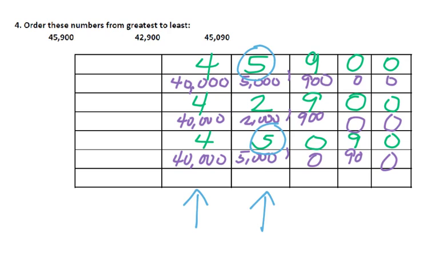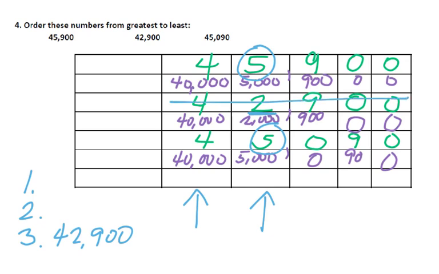So if I'm ordering from least to greatest, I can read. If I'm ordering from greatest to least, I already know my least number is going to be this 2. That's going to be the smallest number. So I'm going to already list that last. So this number that had a 2 in the thousands place is 42,900.